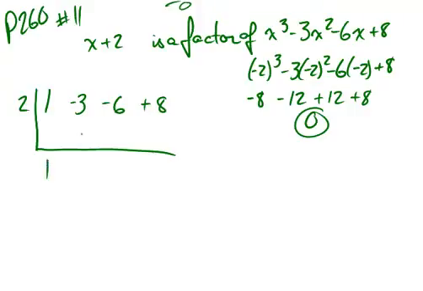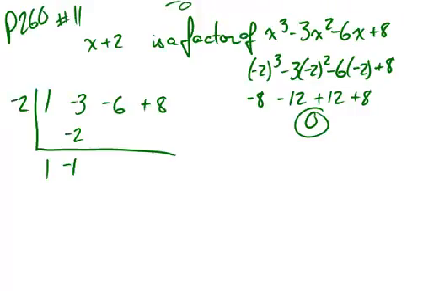2 times 1 is 2. Negative 3 plus 2 is negative 1. Why is it a negative 2? Negative. Oh, and so with synthetic division, you put the opposite number on? Oh, great. Okay. So negative 2 times 1, negative 2.